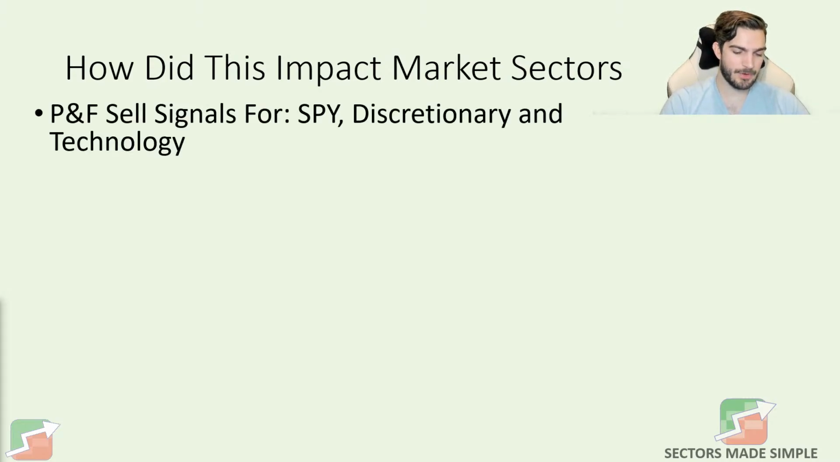If we look first at what sectors saw point and figure signals, so buy or sell signals represented by breakouts or breakdowns, respectively, we find that 3 different ETFs all yielded sell signals on the week.